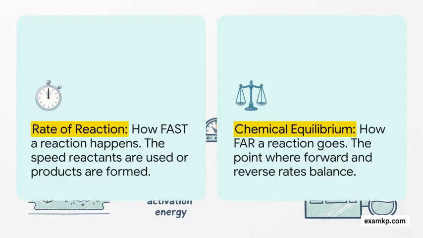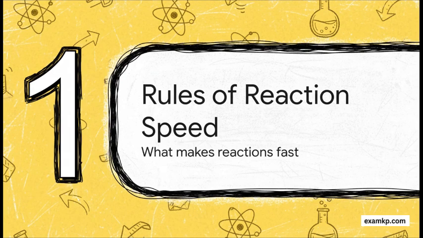Okay, so at the heart of today's topic are two really different questions. The rate of reaction asks, how fast is this thing going to happen? It's all about speed. Chemical equilibrium, on the other hand, asks, how far is this reaction going to go? That's all about finding the balance point. Let's tackle speed first. So, what are the control knobs we can turn to make a reaction go faster or slower? Let's get into the rules of reaction speed.